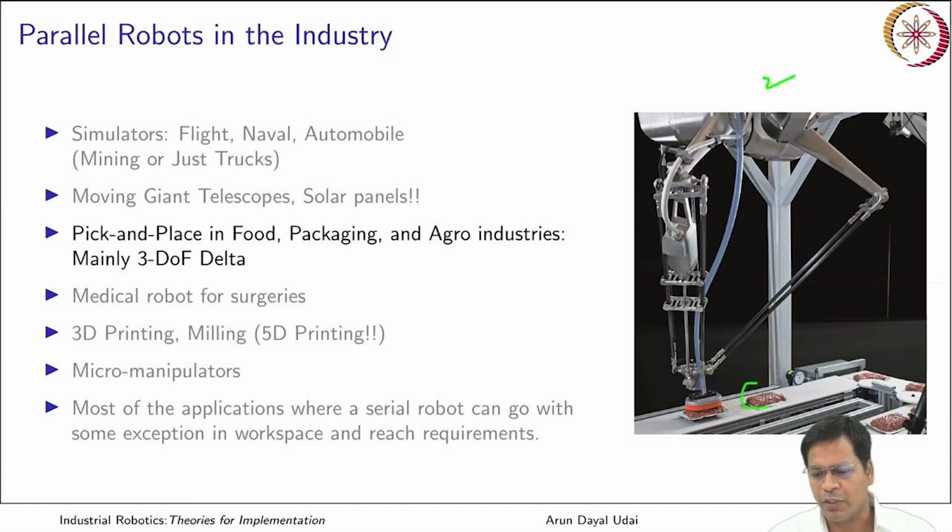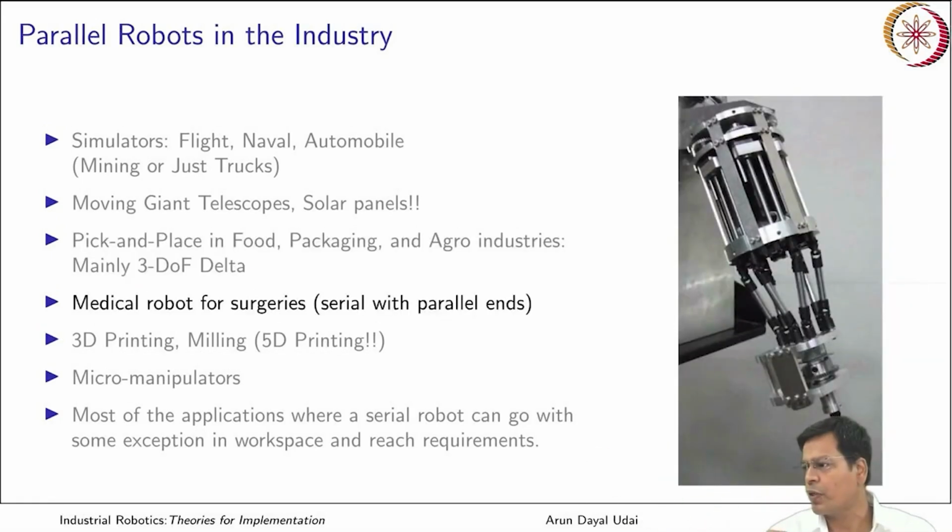Pick and place tasks in any industry: you see this is a standard delta robot which is picking a moving object from a conveyor, okay. That is most common in the food packaging industry, agro industry. Mainly the 3 degree of freedom delta variant is popular in industry, which has only 3 translational degrees of freedom, can just pick and place, okay. In medical robots for surgery it is used.